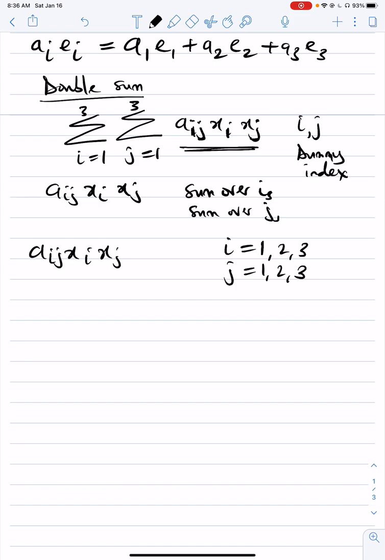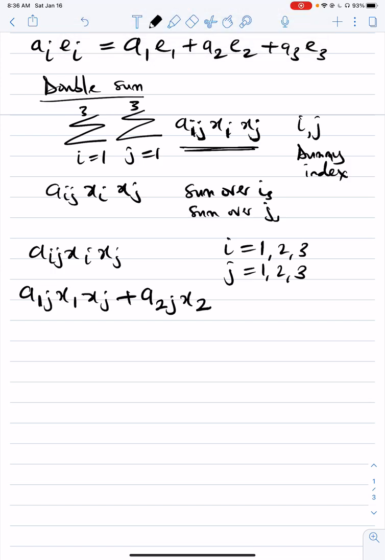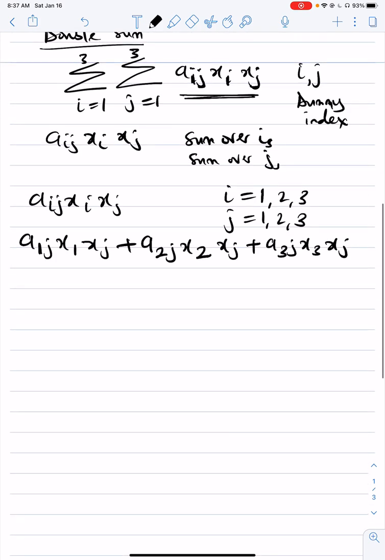Look at this. a_ij x_i x_j, instead of i equals 1. For the second one, the next one should be i equals 2: a_2j x_2 x_j, plus a_3j x_3 x_j. So what I've just done is simply substituting for the i's by going from 1, 2, and 3.